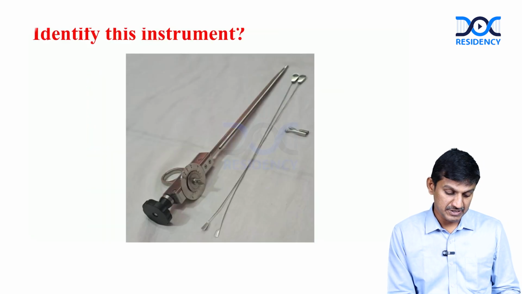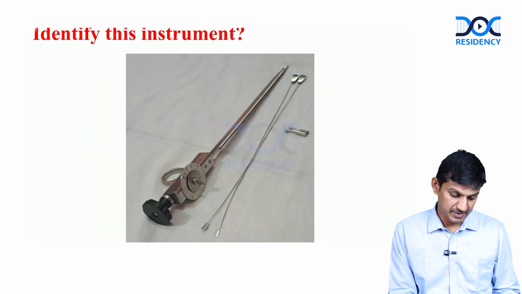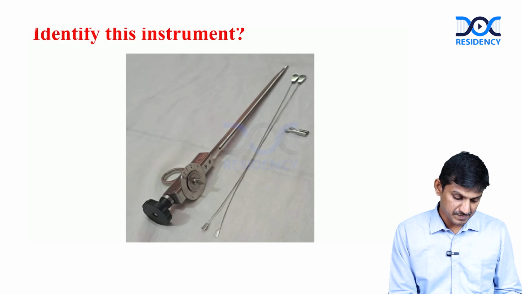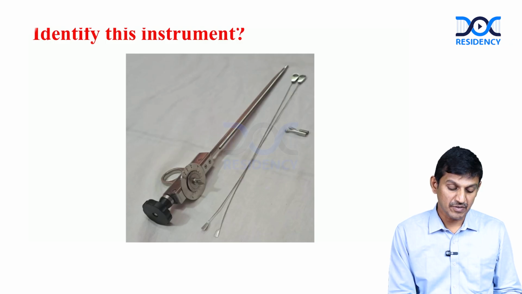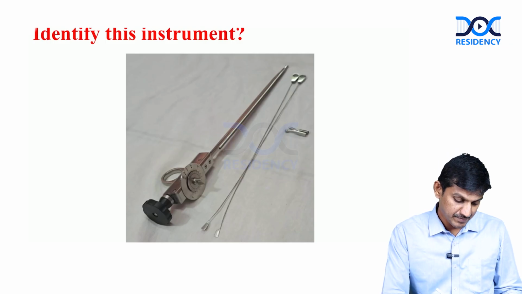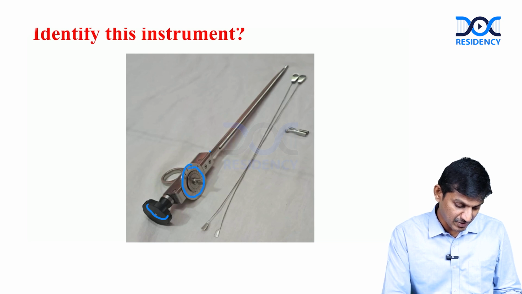Now we'll come to the next question. Identify this instrument. See, remember this is a special instrument. Usually you tend to see it for any transurethral procedures. So what is this instrument? You see here, it has a dial-like structure. It has a handle, and you have a couple of knives inside. A couple of blades with a knife inside.